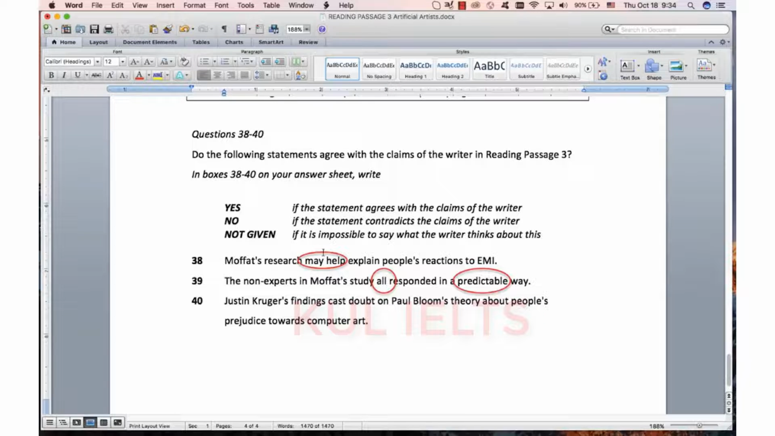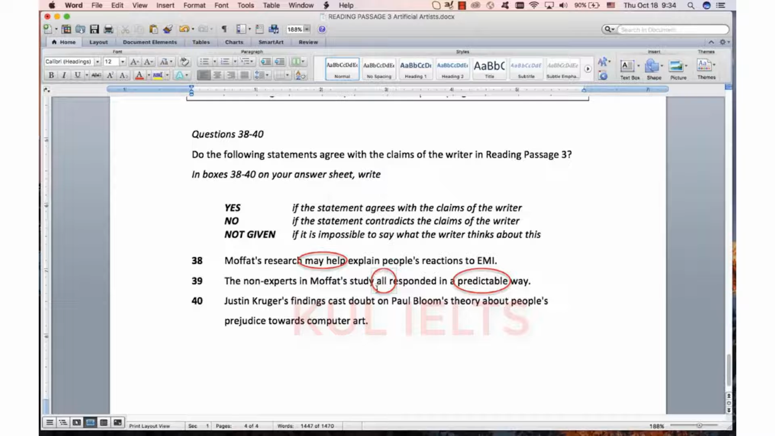The first one, it's on the verb may help explain, but specifically this may. It's a modal verb. Modal verbs are can, could, would, should, all of those. Sometimes they do a true, false, yes, no, not given on a modal verb.